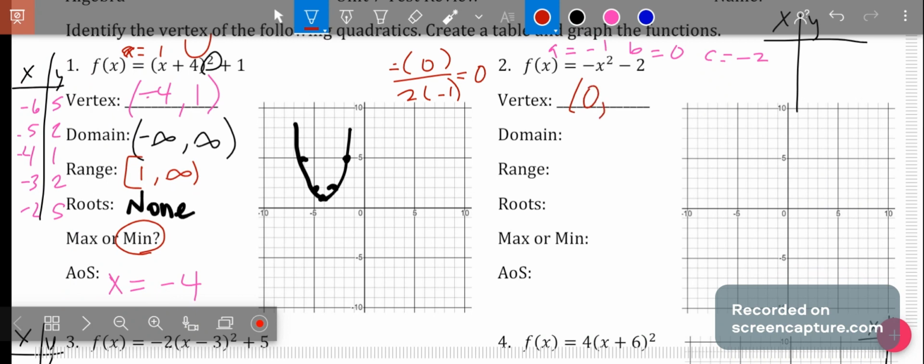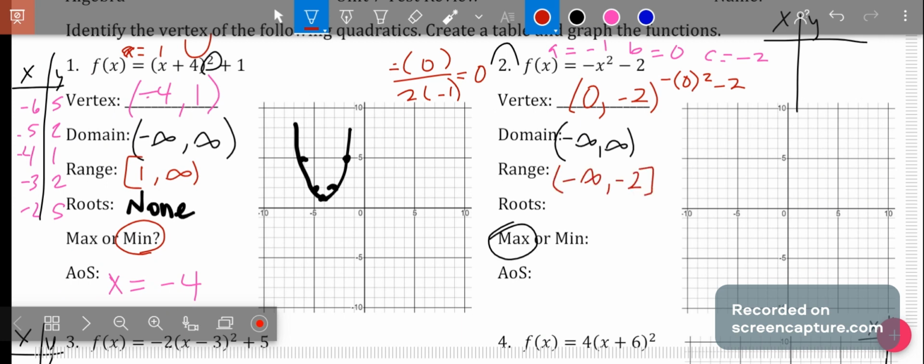And then the way to find the y value of the vertex is to plug that in. So you have negative times 0 squared minus 2. That means the y value of the vertex will be -2. Remember, domain will never change. So that's going to be -infinity to +infinity. My range here, we have to be careful. My a value is negative, which means this is going to be concave down, which means that my vertex is a maximum. So I will go from -infinity all the way up to -2. My axis of symmetry is always going to be the x value of the vertex, so x equals 0.